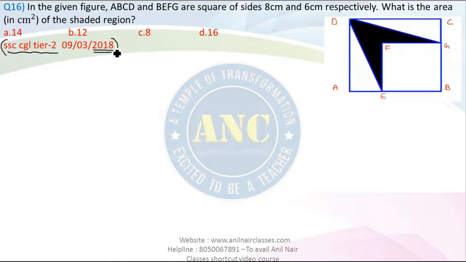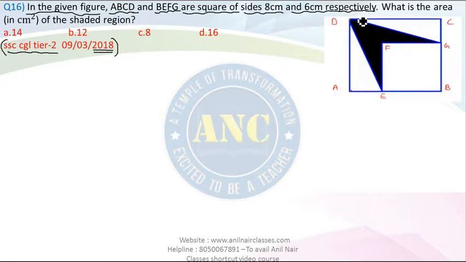Let us understand and solve it. But you can solve it very easily if you know the concept. First, let us see the question. Your question is, in the given figure, ABCD and BEFG are squares of sides 8 cm and 6 cm respectively. ABCD is a square.